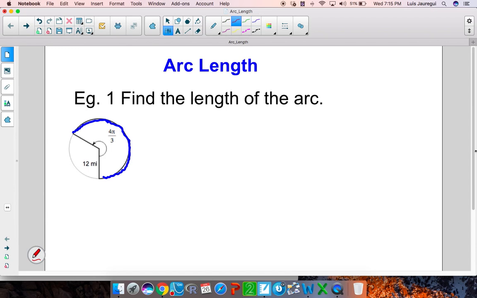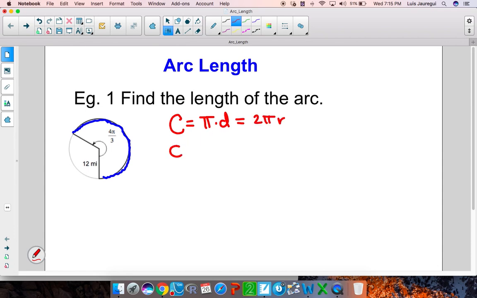So the first thing we want to do is let's go ahead and find the circumference for the entire circle. Let's pretend we're interested in the whole circle for a moment. So circumference is given through the formula pi times the diameter, or 2 times pi times the radius. In this case, let me write both for you.